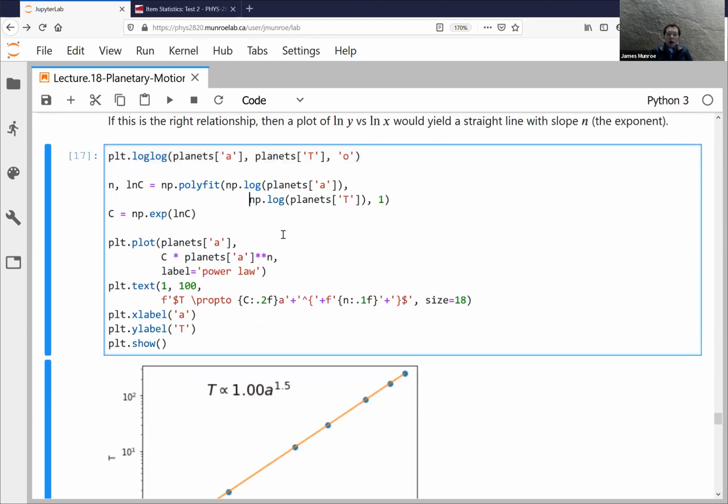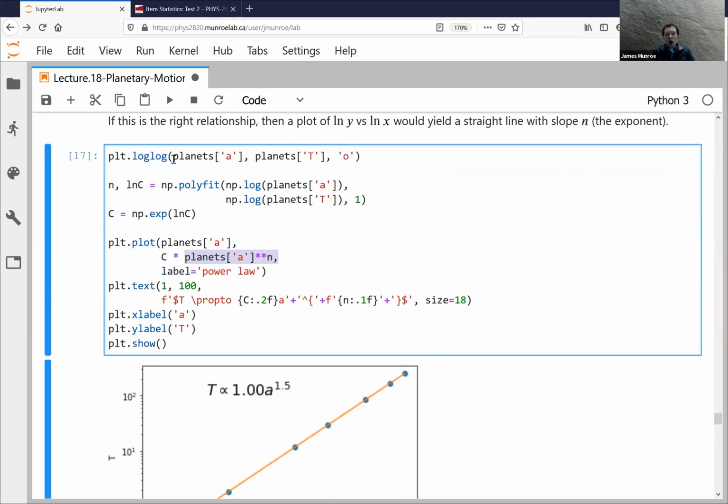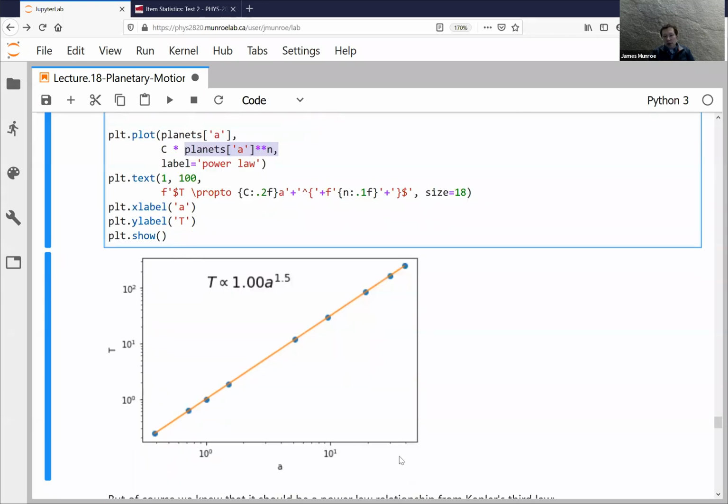I can do a polyfit not on the actual data, but on the logarithm of the data. So I'm taking the log of a and the log of T. Remember, log is the natural logarithm, and log10 is the base 10 logarithm. It's a linear fit in log-log. The components are the slope n and the intercept ln of c, log c. I could calculate the c explicitly. Then I could plot the data a against c times a to the power of n. Because when I use log-log, it changes the scales to being logarithmic, that function, which is a power law, gets plotted on a log-log graph and goes right through the data.